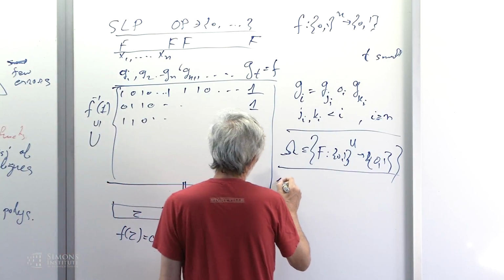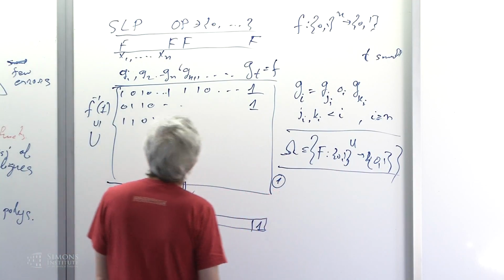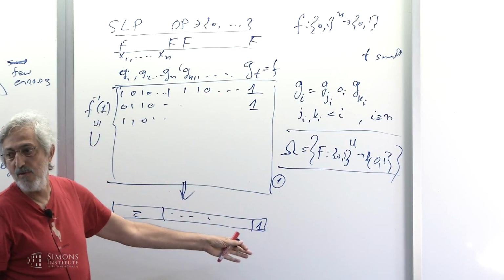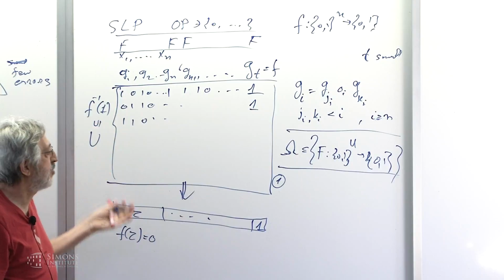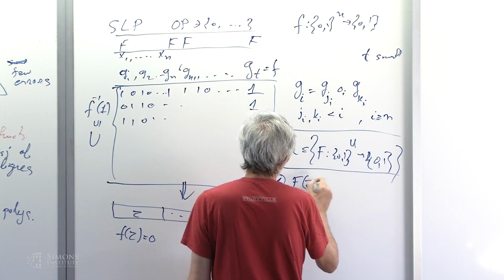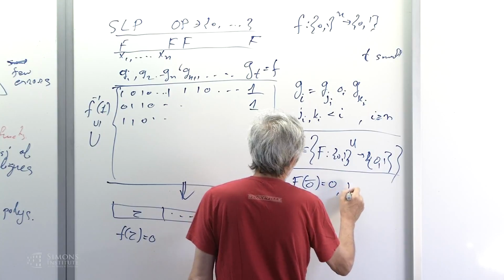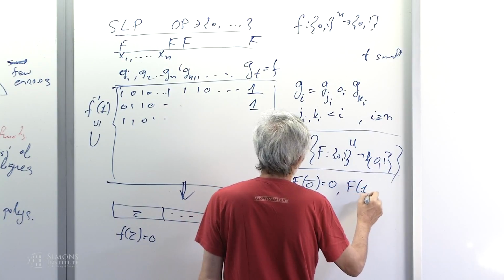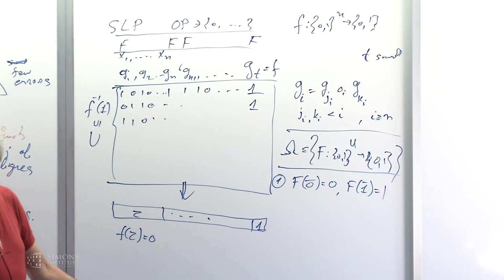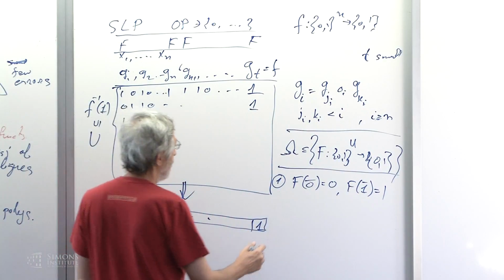So what are the properties that should make it work? One, maybe the most trivial one, it should respect the all ones vector. In fact it should respect the constants. So f of 0 is 0, f of 1 is 1. That's easy, restrict yourself only to such functions.